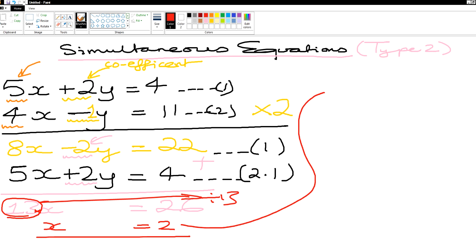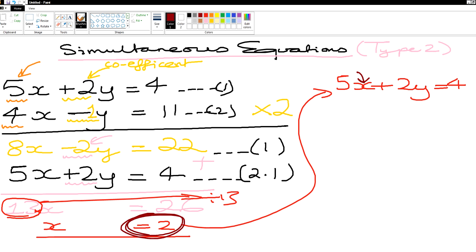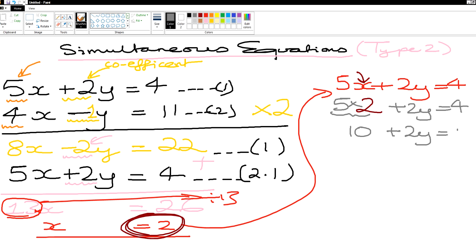Now if you want to work out the value of y, we substitute into which equation? One of them is better than the other one. The first one. Why? Because the y is positive. Well done. So we copy down 5x plus 2y is equal to 4. And where we see the x, we put in 2. So 5 times by 2 add 2y is equal to 4. 5 times by 2 is equal to 10. 10 add 2y is equal to 4.